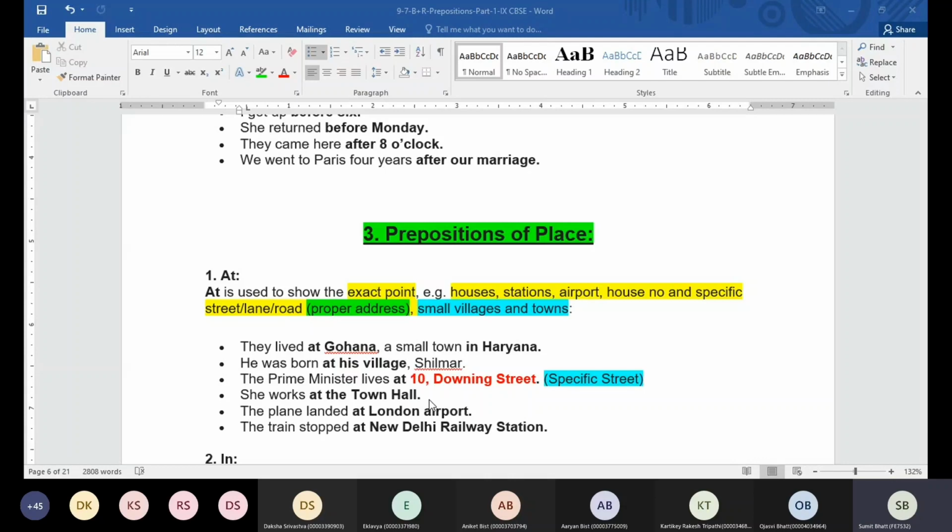Everyone, how many railway stations are there? Only one, right? If you refer to Rishikesh, there is only one. If you refer to Haridwar, there is only one. So when you refer to these places, they are specific railway stations, a specific airport. So we always use the word "at" because we know where they are situated.